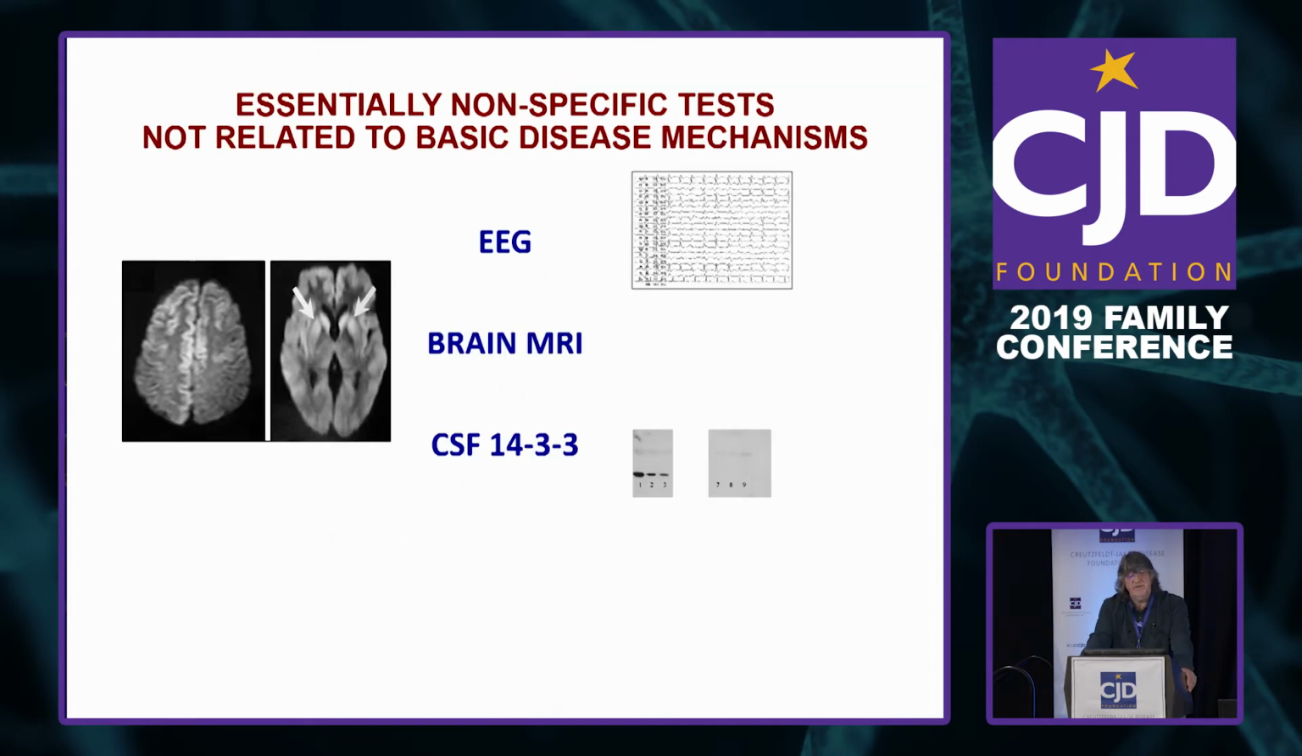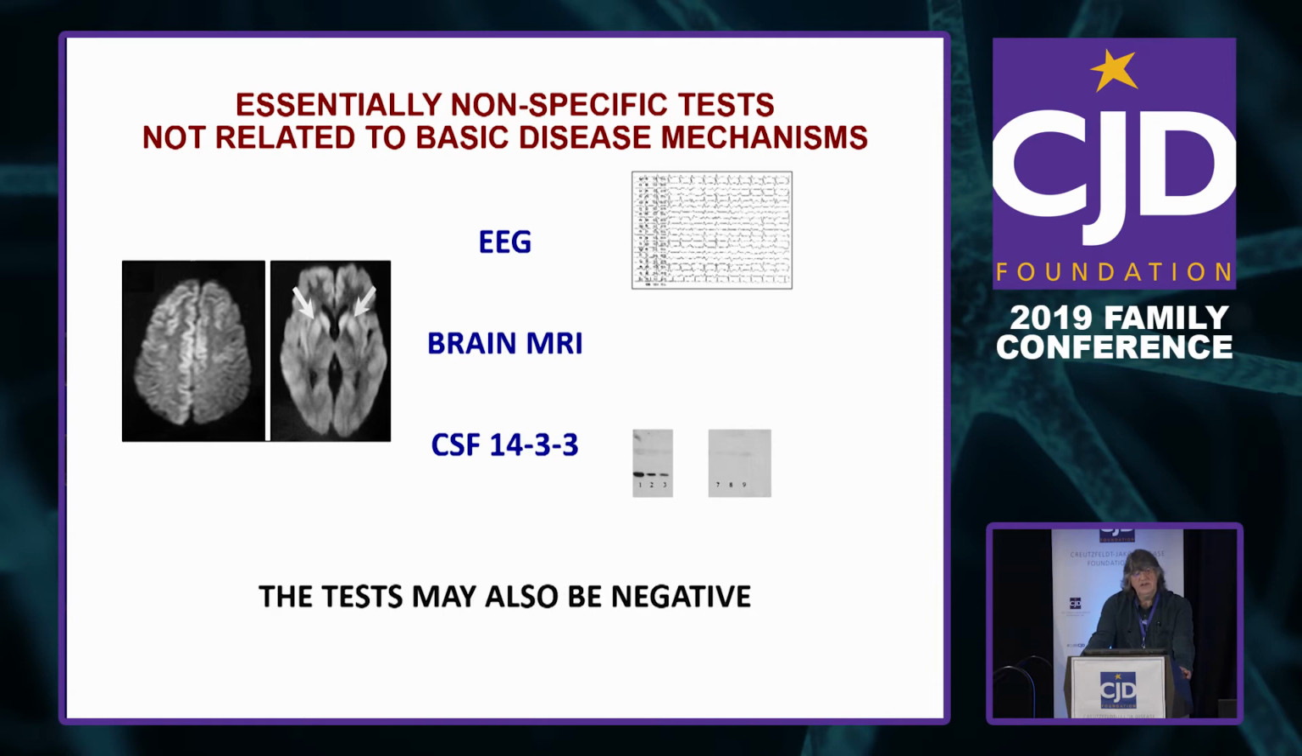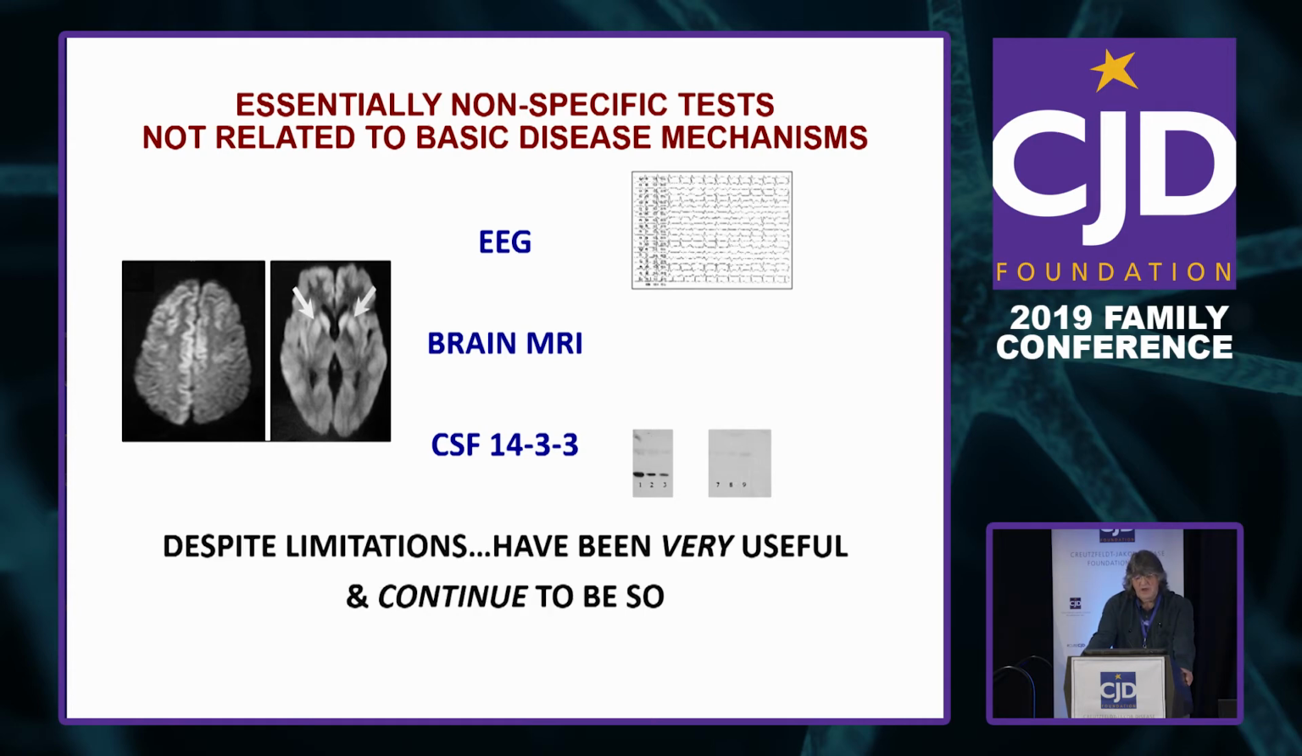If you look at the essentially non-specific tests, these are not related to basic disease mechanisms. There's the EEG, brain MRI, and CSF 14-3-3. You could extend it to one or two other things like tau, but I'm not going to. The relevant abnormalities that you see in the EEG, the brain MRI, and in the CSF can be seen in other diseases, and therefore their utility depends heavily on the clinical context and the clinician's interpretation of them. In addition, these tests may be negative. You may have a negative 14-3-3, a negative MRI, and a negative EEG and still have prion disease. But despite these limitations, they've been very useful, and they continue to be so, particularly the MRI.